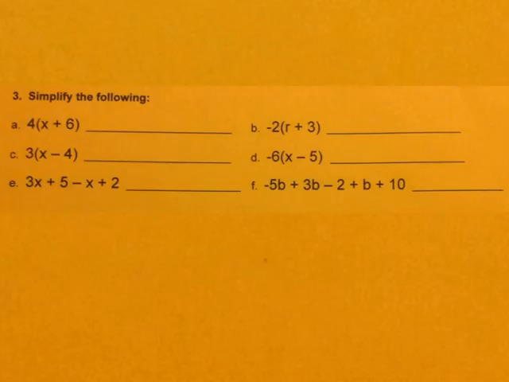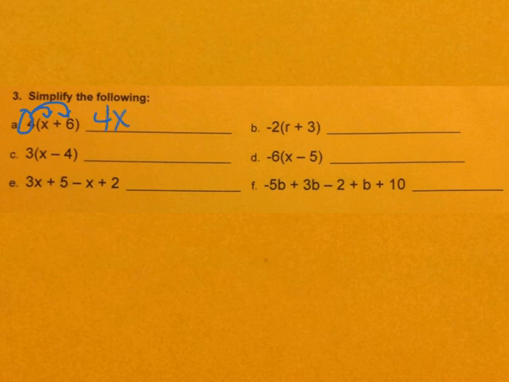Alright, so number 3 is all about simplifying. Notice there's no equal signs there, so we have no clue what all of that is supposed to equal. So the only thing that we can do is simplify. Letter A, this would be a problem where we need to distribute because you see the 4 is in front of a parentheses without any plus or minuses. So I'm going to take this 4 and distribute it to every term inside by multiplication. So 4 times x is 4x. And that plus, I kind of think of that as a plus 6 or a positive 6. 4 times positive 6 is positive 24. And they are not like terms, so that is all I can do.